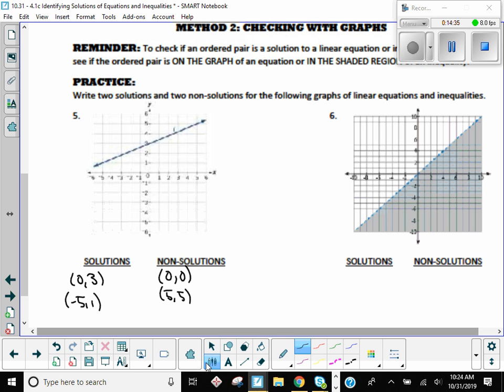Okay, quick question. Yes. Did I do something wrong? 5, 5 is a solution? Let me look at the actual worksheet because it's hard to tell on the smart board. No, I think 5, 5 is a solution. Yeah. 4, 4 is not? Okay, that works.